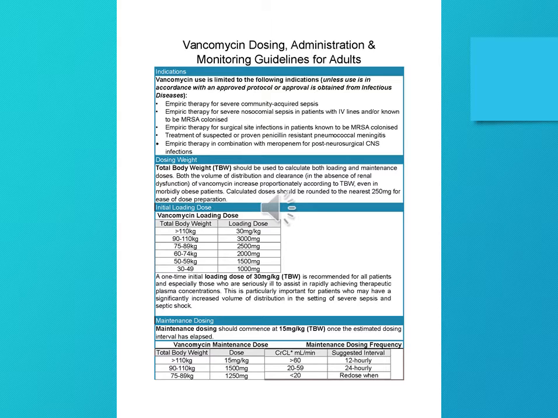A one-time initial loading dose of 30 mg per kilogram, TBW, is recommended for all patients and especially those who are seriously ill to assist in rapidly achieving therapeutic plasma concentrations. This is particularly important for patients who may have a significantly increased volume of distribution in the setting of severe sepsis and septic shock. Maintenance dosing. Maintenance dosing should commence at 15 mg per kilogram, TBW, once the estimated dosing interval has elapsed.